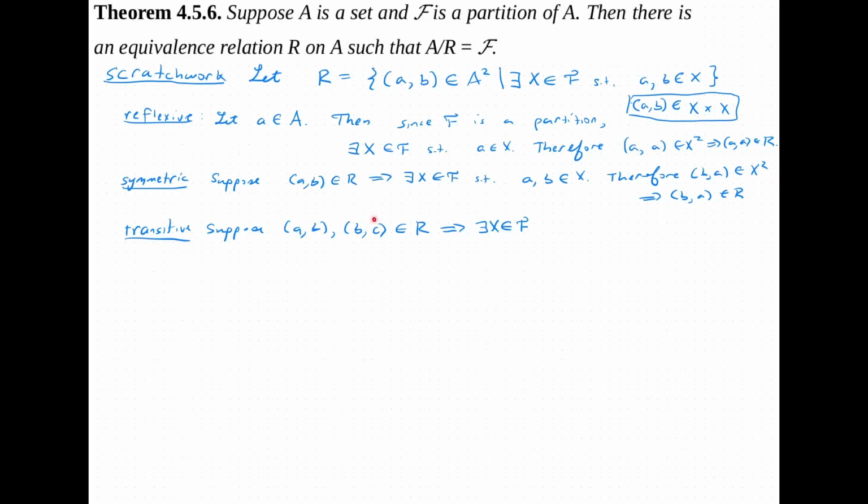But we also have (B, C) is in R. So that means that there exists some other set. Let's go ahead and call it Y. And so we have such that A and B are both in X, and B and C are both in Y. In particular, we are now in trouble because B is in the intersection of X and Y.